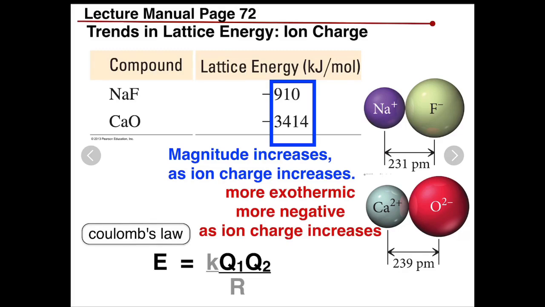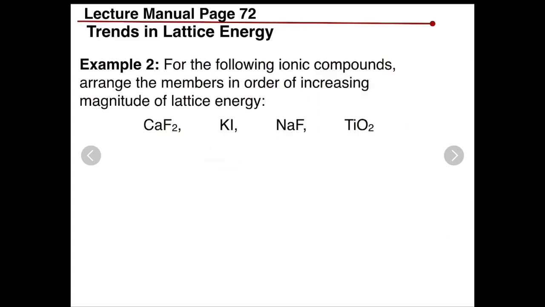We can also say that it's more exothermic, or more negative, as the charges of the ions increase. So that would be the effect on the lattice energy in the formation of ionic compounds. One is the distance or the ion size, the other is the charges. So let's take a look at an example, so that way you actually understand this a little bit better.